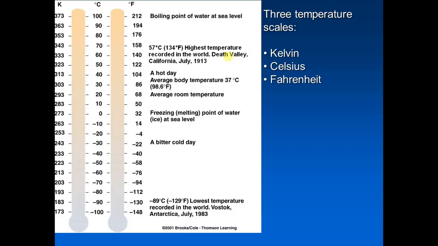The average body temperature is 98.6 degrees Fahrenheit. You all are quite hot inside, literally, right? The average room temperature is 68 degrees Fahrenheit. Some people like it a little warmer. Some like it a little cooler. I've read that the best sleeping temperature is between about 61 to 68 degrees Fahrenheit.